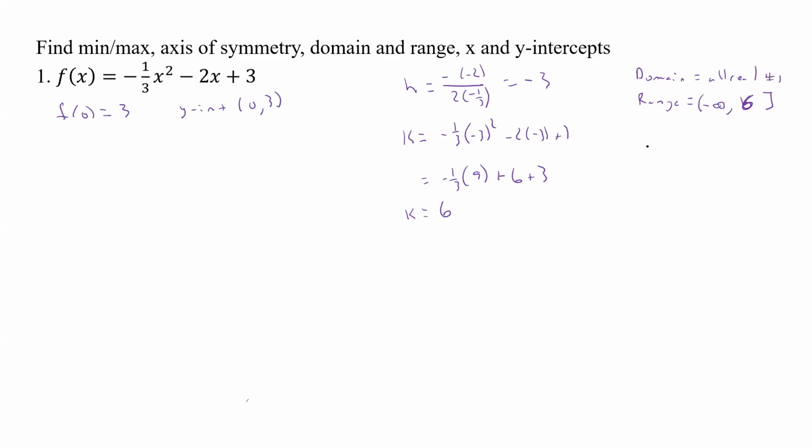And we get a vertex of -3, 6. We have an axis of symmetry, and that's going to be x equals -3.